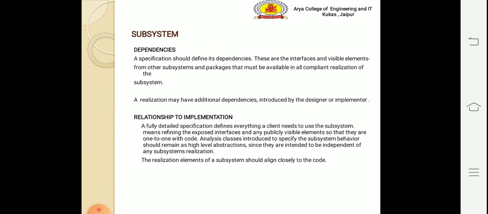Relationship to implementation. A fully detailed specification defines everything a client needs to use the subsystem. This means refining the exposed interface and any publicly visible elements so that they are one-to-one with code. Analysis classes introduced to specify the subsystem behavior should remain as high level abstractions. They are intended to be independent of any subsystem realization. The realization elements of a subsystem should align closely to the code.